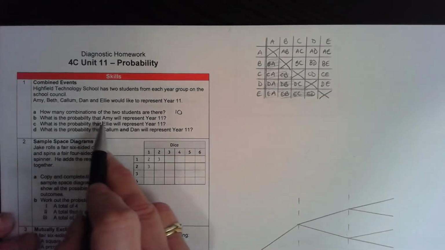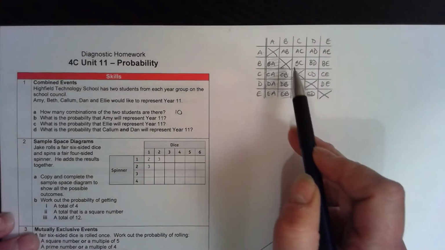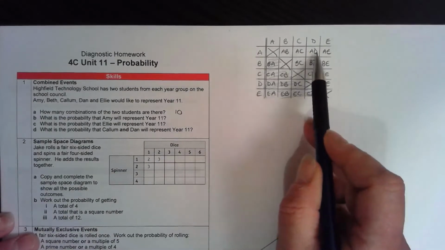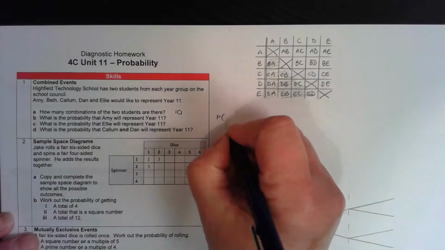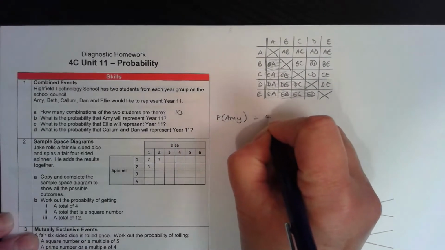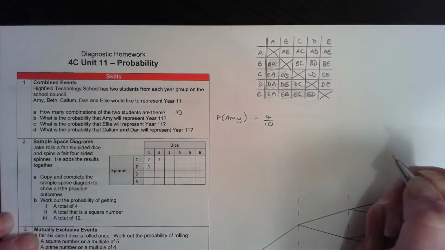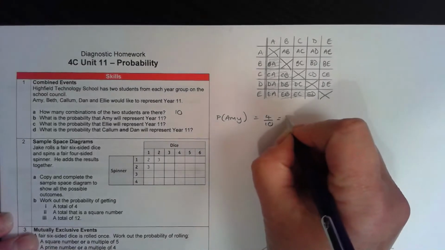What is the probability that Amy will represent Year 11? So out of these 10 combinations, 4 of them contain Amy. So the probability that Amy will be included is going to be equal to 4 out of 10, or any equivalent fraction. So 2/5 or 0.4 if you want the decimal.